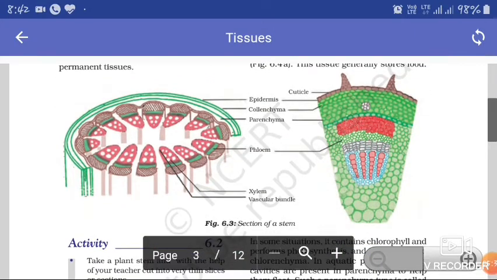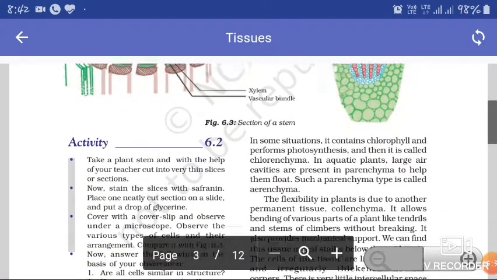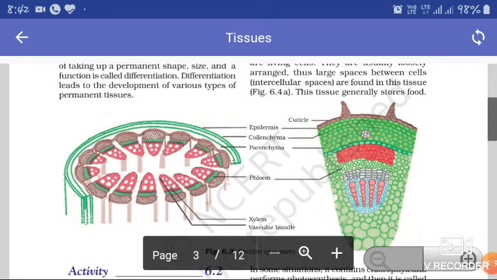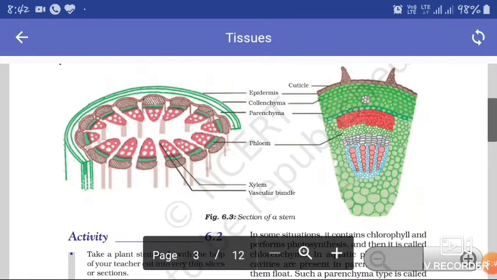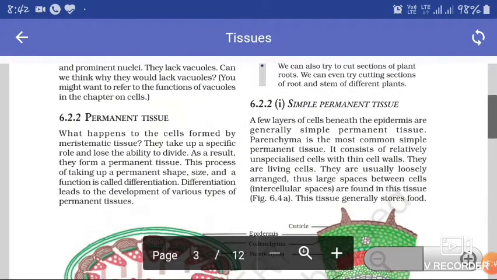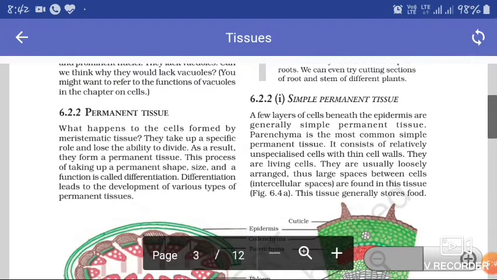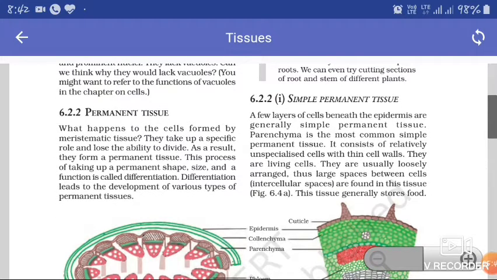Here we have seen this is the section of a stem. First, simple permanent tissues. A few layers of cells beneath the epidermis are generally simple permanent tissues. Parenchyma is the most common simple permanent tissue.